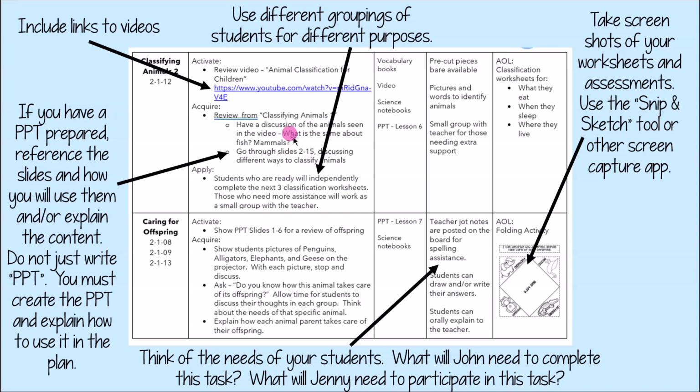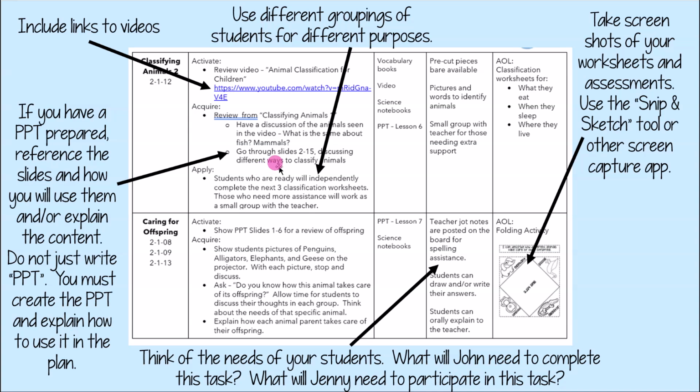I have my slideshow done. So if you have a PowerPoint prepared already, reference the slides and how you're going to use them. So that's what I did. I do not just write "PowerPoint." You have to actually create the PowerPoint. You have to explain how you're using the PowerPoint in your plan.